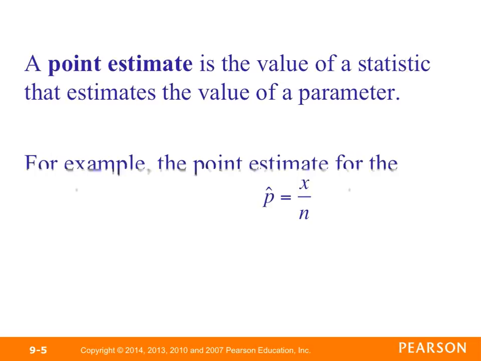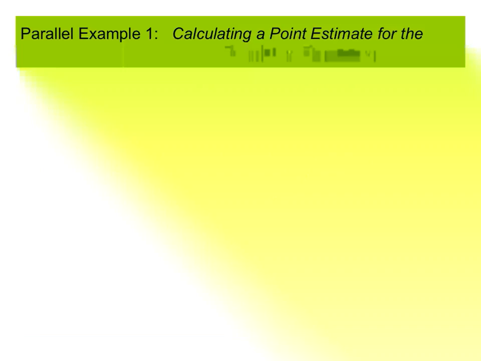X is the number of individuals in the sample with a specified characteristic. For example, if you're looking for people with brown eyes, you would count the number of people who have brown eyes and then the total number of people that you sampled. That would give you your sample proportion when you divide. So let's look at an example here.